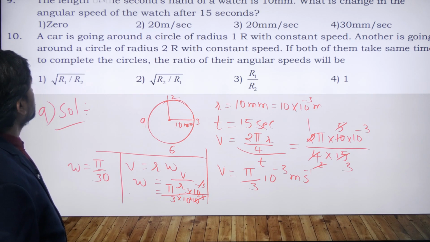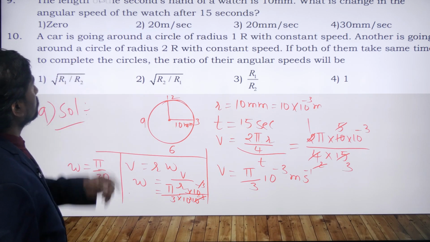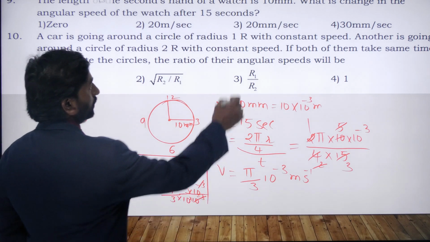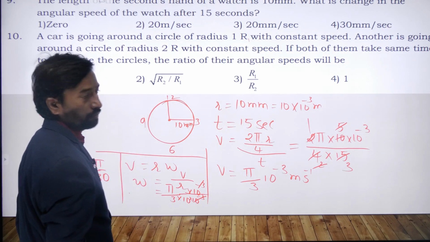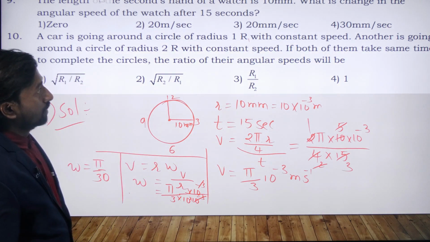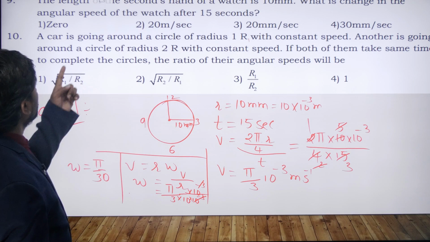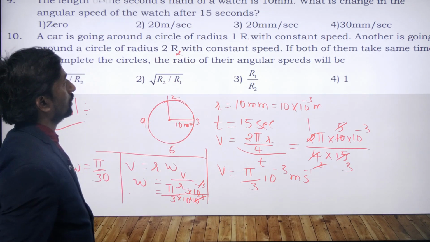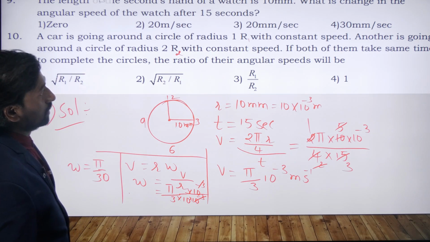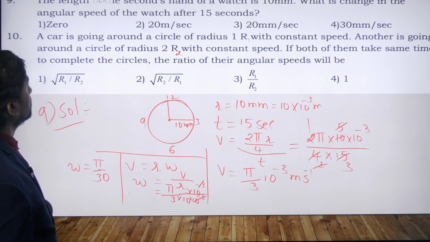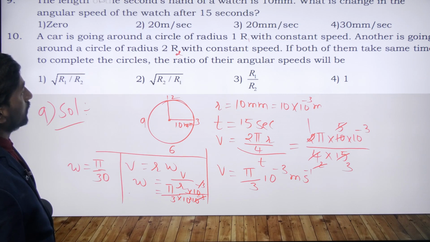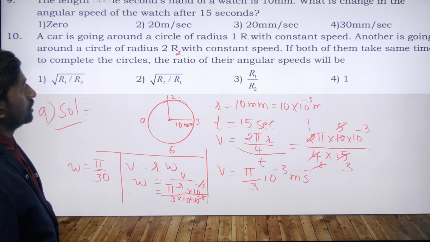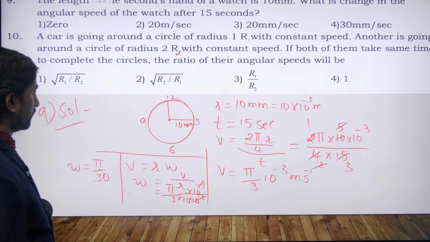So next, 10th one we will see there. A car is going around a circle of radius R1, with constant speed. Another is going around a circle of radius R2, with constant speed. If both of them take the same time to complete the circles, the ratio of their angular speeds will be.